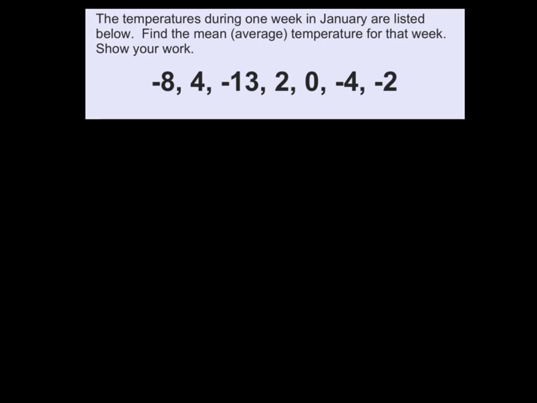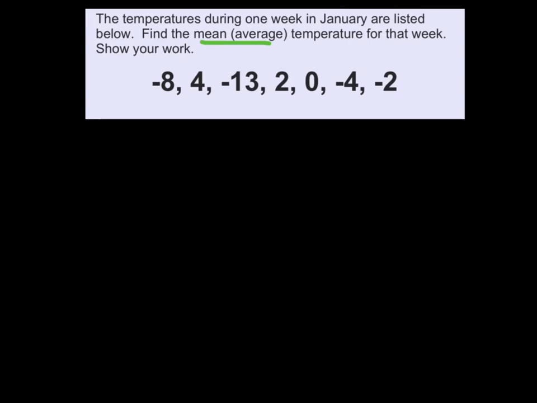All right, here is a story problem. They tell us the temperatures during 1 week in January are listed below, and they tell us to find the mean, which is the same thing as the average temperature for that week. So how do you find the mean or the average of a set of numbers? You want to add them all up and then divide by how many numbers you have. So we need to add all these numbers up. We have to pay attention to our signs here too.